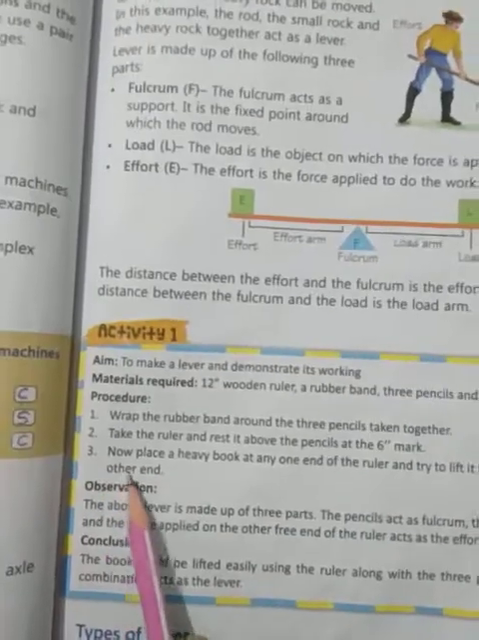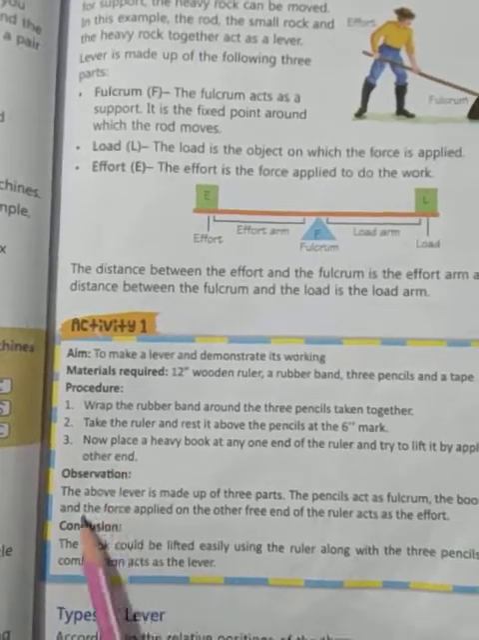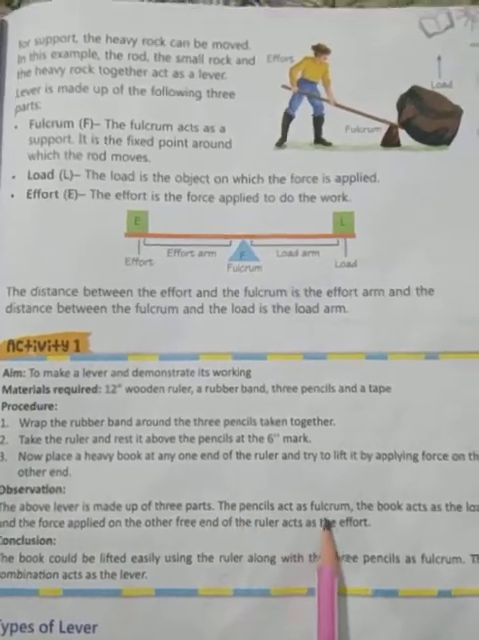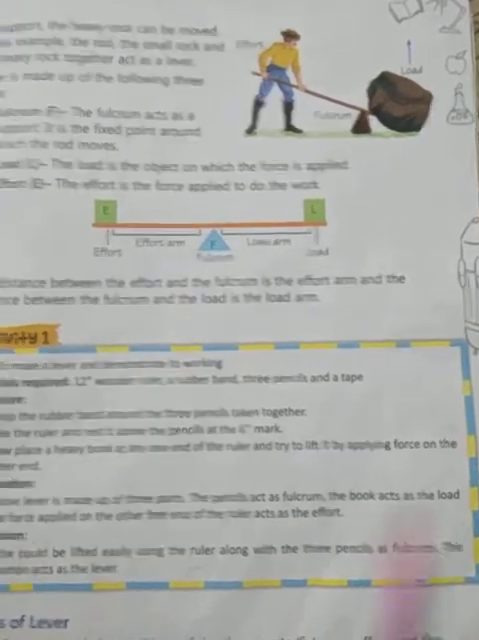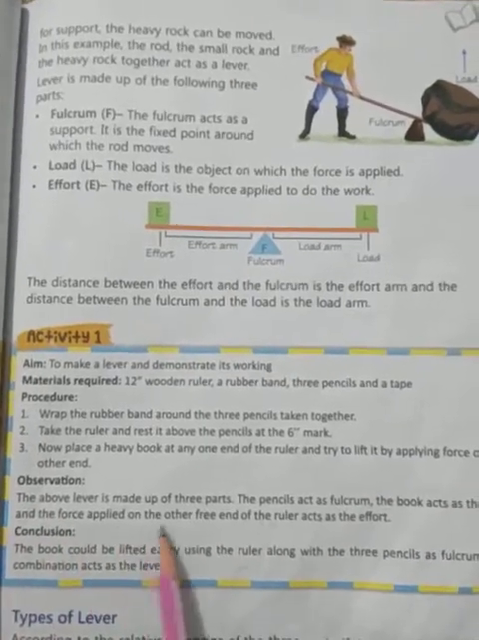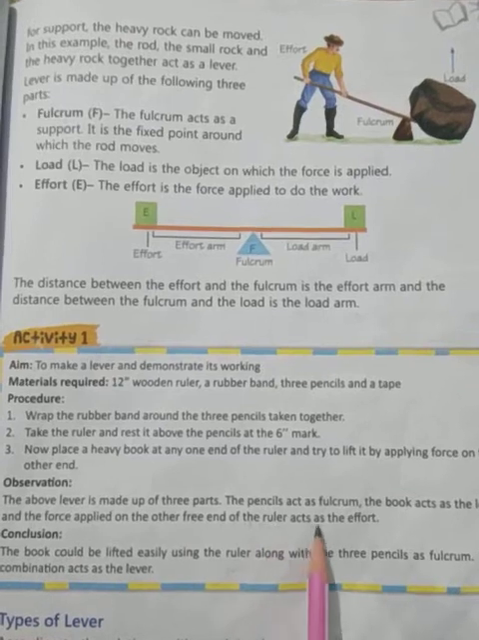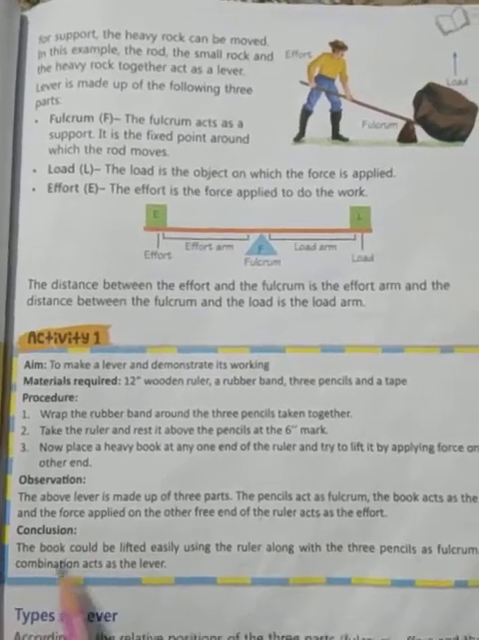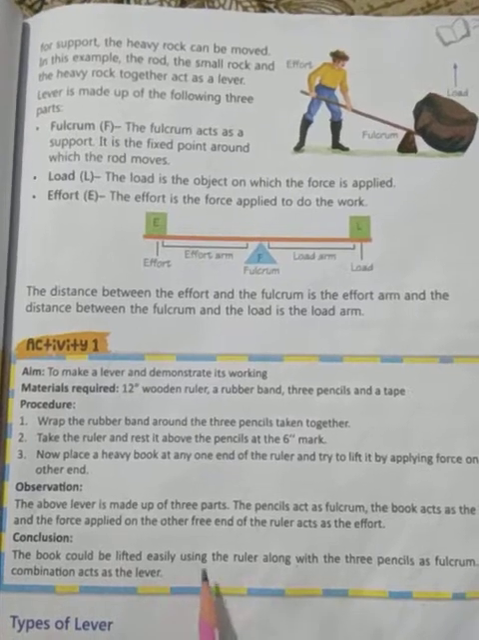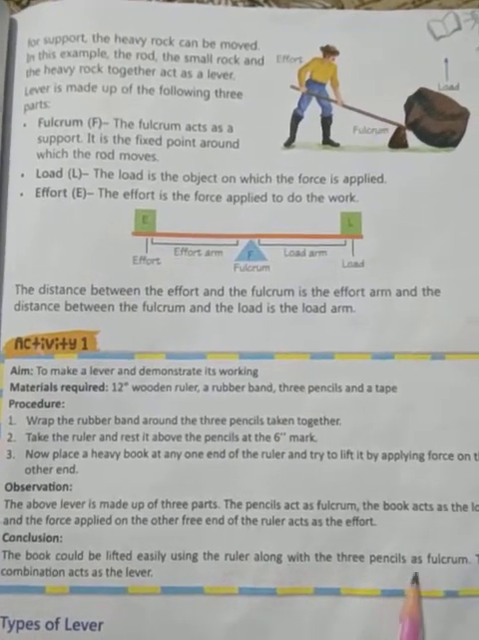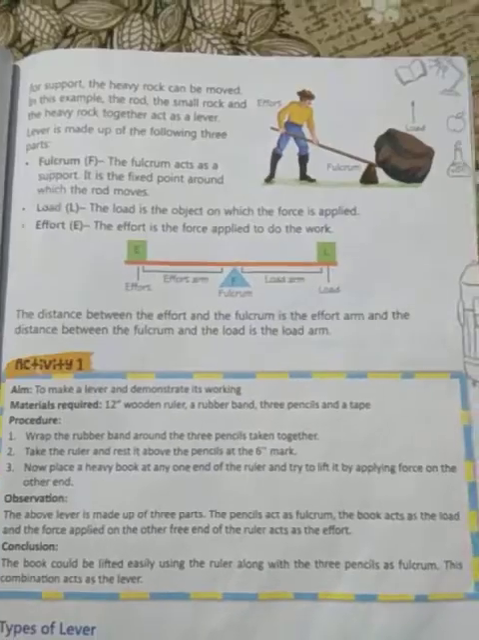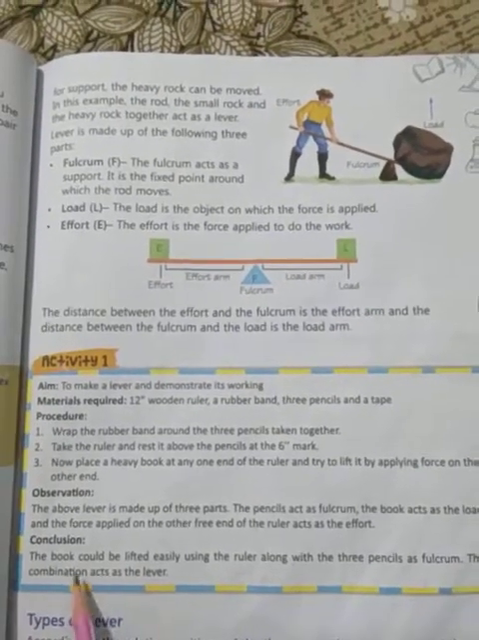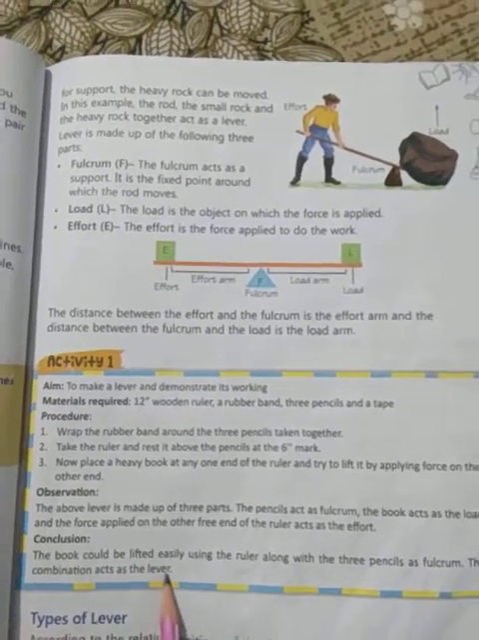Observation: the above lever is made up of three parts. The pencil acts as fulcrum, the book acts as the load, and the force applied on the other free end of the ruler acts as the effort. Conclusion: the book could be lifted easily using the ruler along with the 3 pencils as fulcrum. This combination acts as the lever.